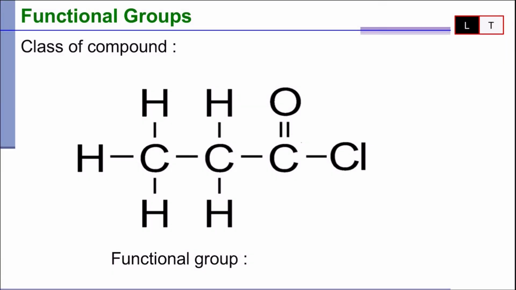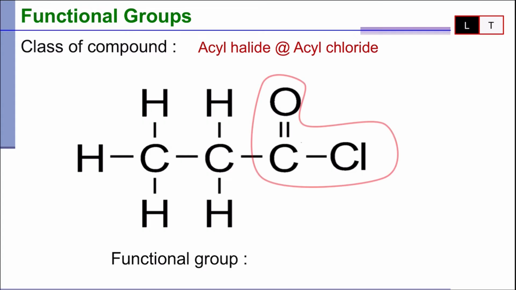Next, we go for class of compound acyl halide, iaitu dalam contoh ni saya ada acyl chloride, C double bond O attached to Cl. Kalau contoh saya ada C double bond O attached kepada F, dia akan jadi acyl fluoride. Kalau iodine, dia akan jadi acyl iodide. So tukar je nama dia. Okay, so nama functional group dia sama dengan nama for class of compound, iaitu acyl chloride. Okay, kena spesifik ya. Jangan tulis acyl halide je sebab kita tahu atom kat sini adalah Cl.